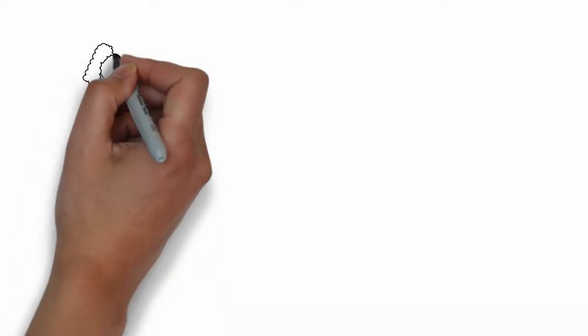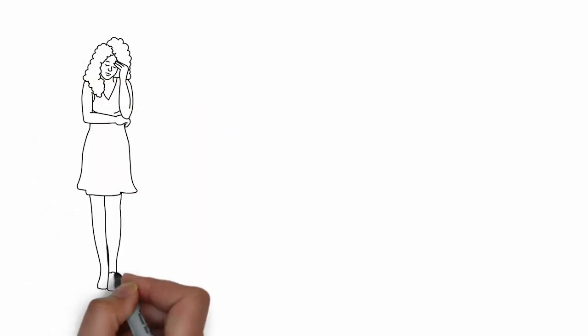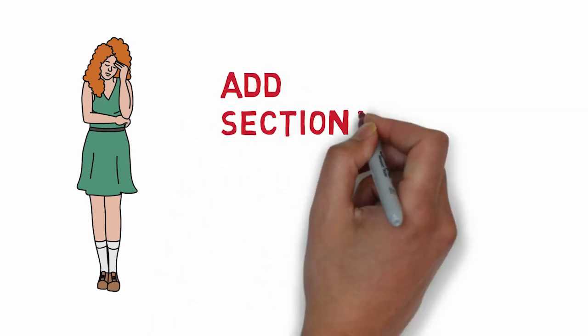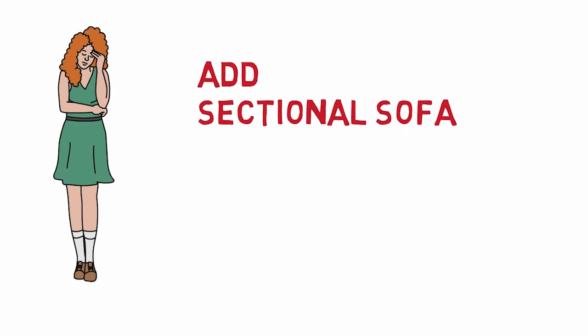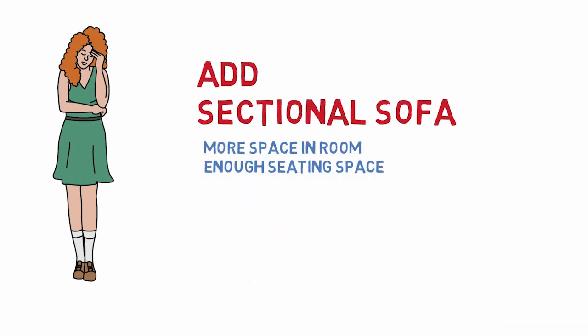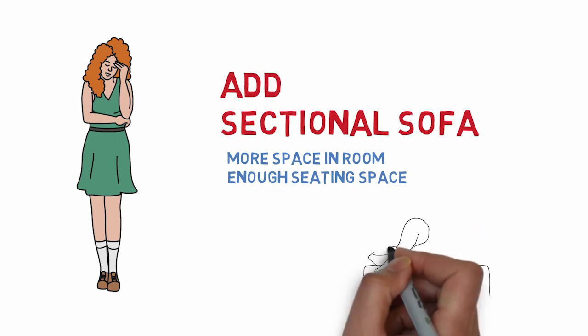Don't know how to create more space in your room? Just add a sectional sofa at the corner of your room. It will provide more space in the room, and enough seating space, and the corner will look cozy and compact.